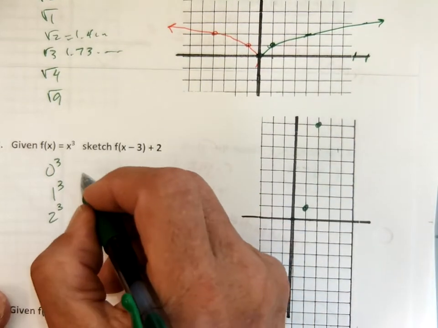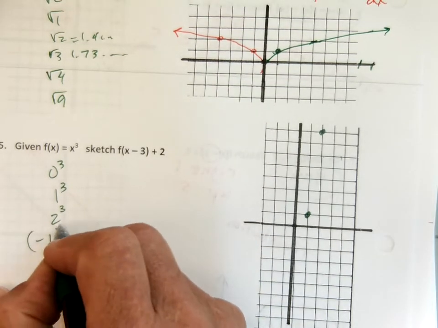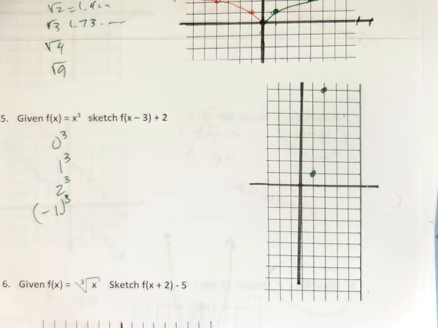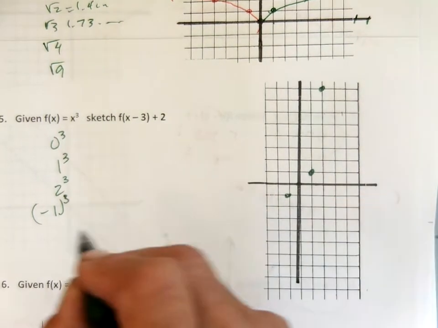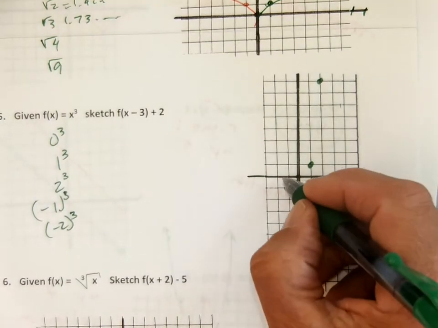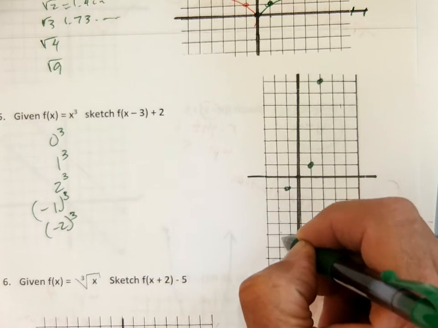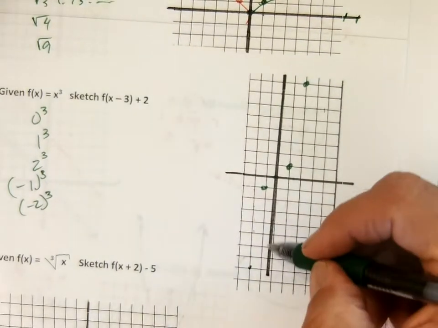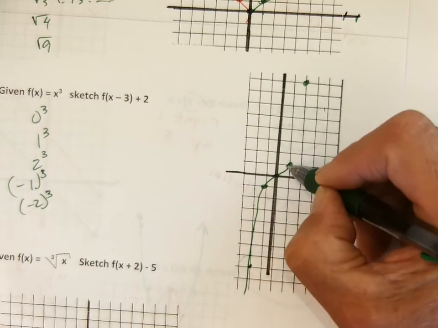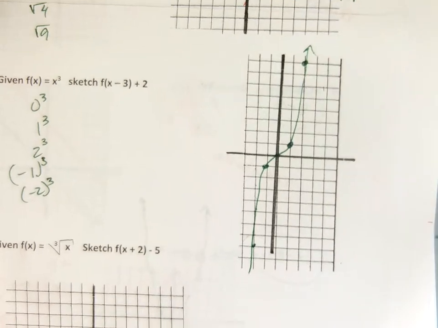Okay, good. What is negative 1 cubed? Negative 1 times negative 1 times negative 1. Negative 1. You're right. What is negative 2 cubed? Negative 2 times negative 2 times negative 2. Negative 8. See, we're doing graphs in our head, which is awesome. We don't need a calculator, do we? Okay, so that's what the cubic function looks like, okay?